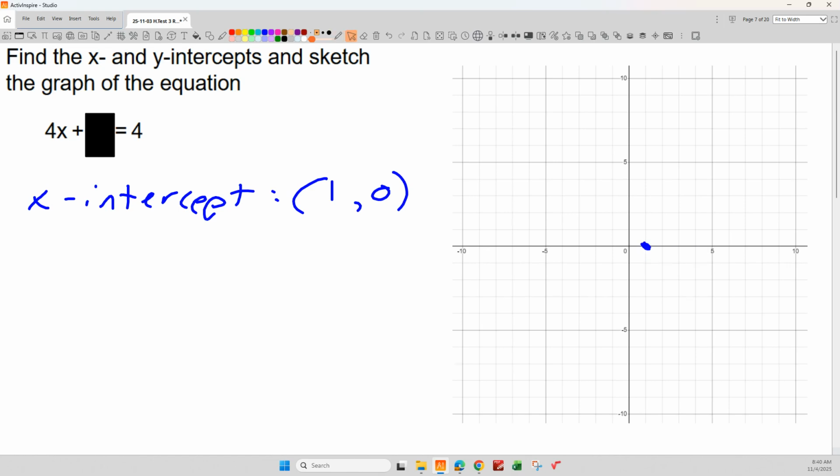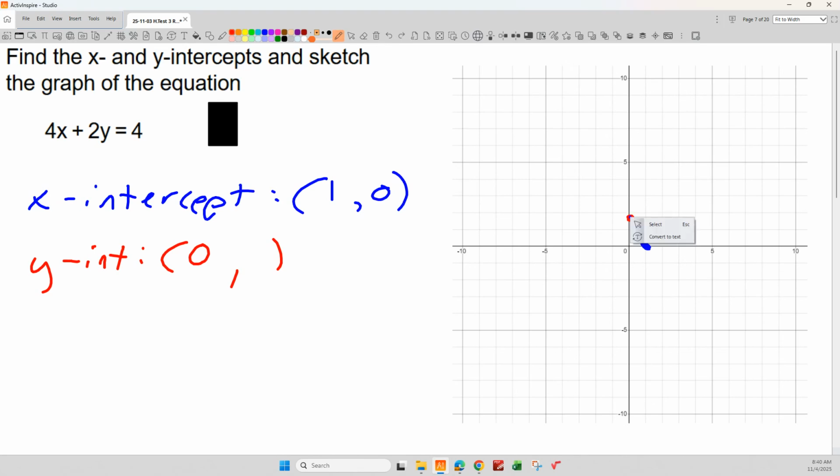To find the y-intercept, obviously, what are we going to do? Yeah, we set x equal to 0, which means y equals 2. Good. Yeah, y equals 2. So we get the point, right about there, I guess. And then we just connect and extend, and we're good. Okay, good.